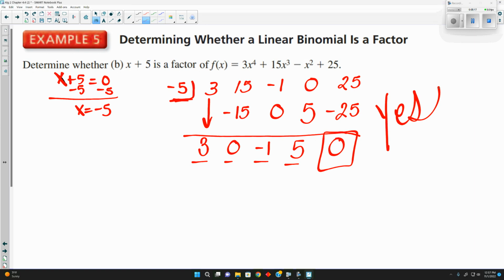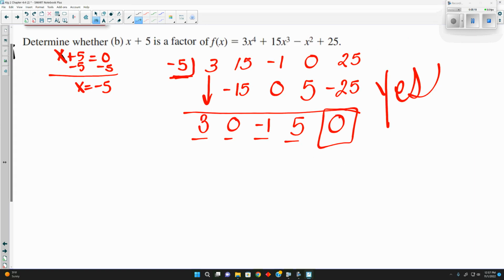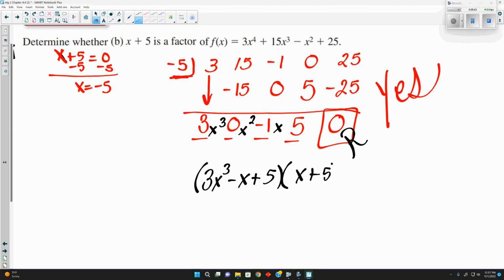So if we wanted to rewrite this out, we can put the variables back in. Now this is our remainder. Our 5 would be our constant term, our term without x. The negative 1 would be the term with x. The 0 would be the term with x squared, and 3 would be the term with x cubed. So what we have is 3x cubed minus x plus 5 is being multiplied by x plus 5. Because when we multiply these two together, we would get back to what we started with, because those are the factors of it.